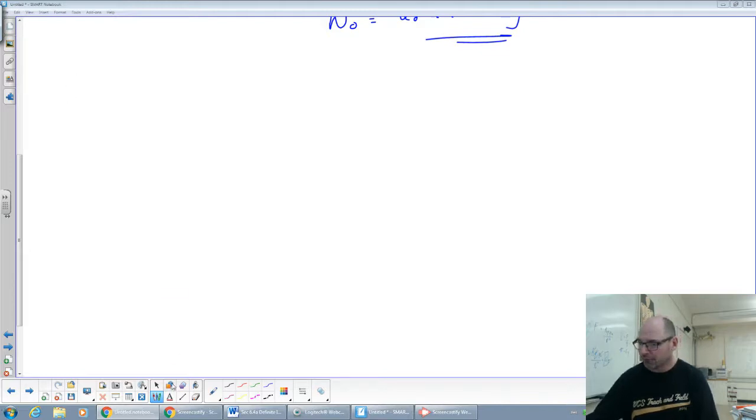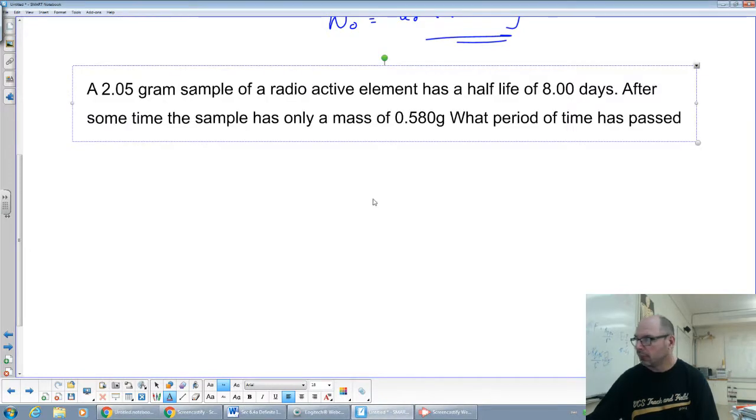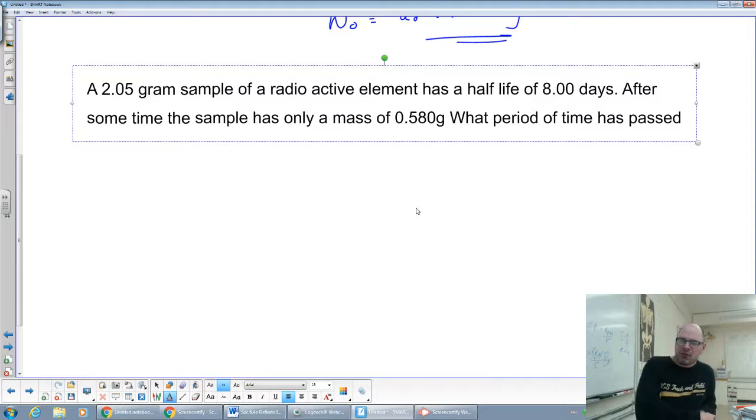Okay, so this one here, let's type it in. A 2.5 gram sample, so I'm not using Becquerels again, I'm using grams, which is fine. A sample of a radioactive element has a half-life of 8.00 days. After some time, the sample has only a mass of 0.580 grams. What period of time has passed?